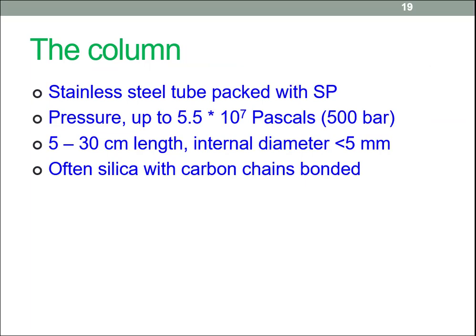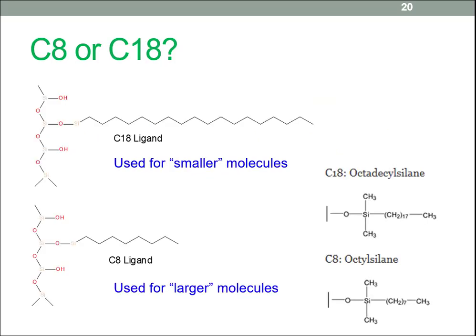There are characteristics of the column. Pressure's quite high. These columns, depending on what they are, some of the ones we use are around 20 centimetres in length for this experiment. And you have silica, that is to say finely divided sand, which has carbon chains bonded, of which more in a moment. And there's some examples. We use a C18 column for this analysis. This type of column is often used for small molecules like vitamin C or caffeine. C8 columns are used for larger molecules such as peptides, and then there's a range of other more exotic materials used. A very large number of analyses can be done.